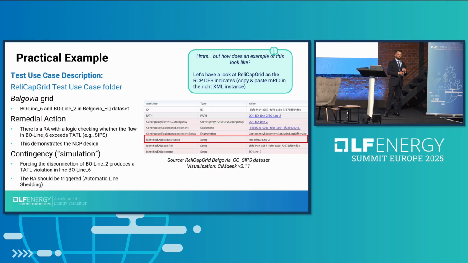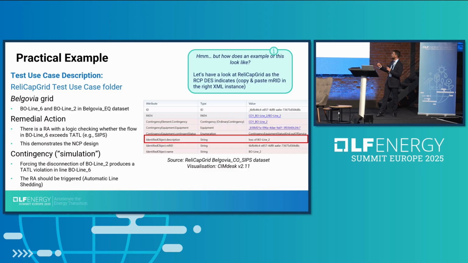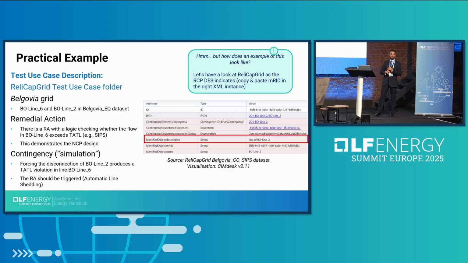And there is also a contingency for simulating, for triggering this condition. In this case, I'm putting this example. What I want to say is that the model shows an unequivocal way of representing the CIM.